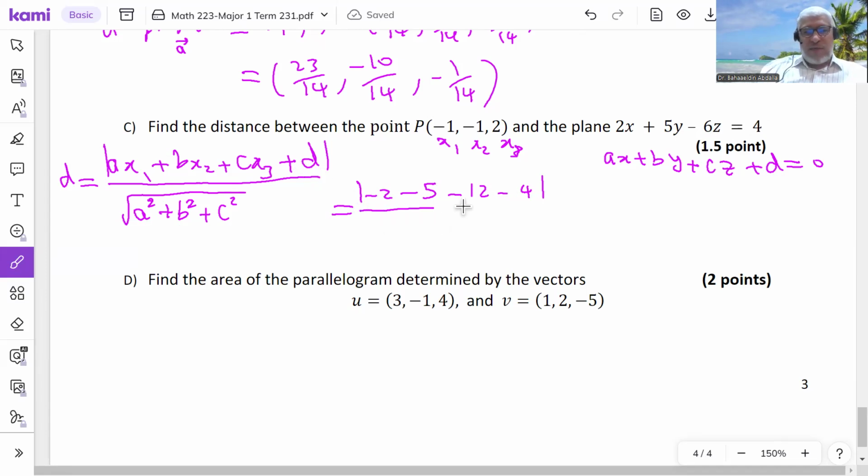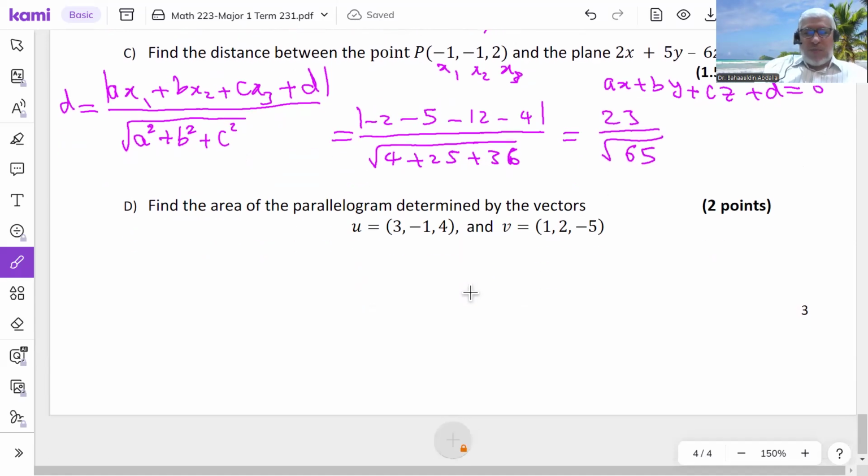So you take it as it is, over square root of 2 square, that's 4, 5 square, that's 25, negative 6 square, that's 36, and then you find the answer. Now negative 2 minus 5, that's negative 7, minus 12, that's negative 19, minus 4, that's negative 23. Taking the absolute value, I'll have 23 up, and here I have a square root of 29 plus 36, that's 65. So this is the distance between the point and the plane.